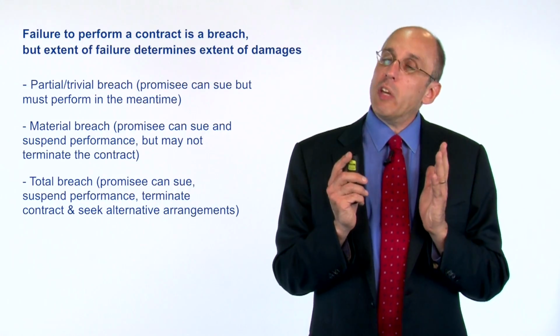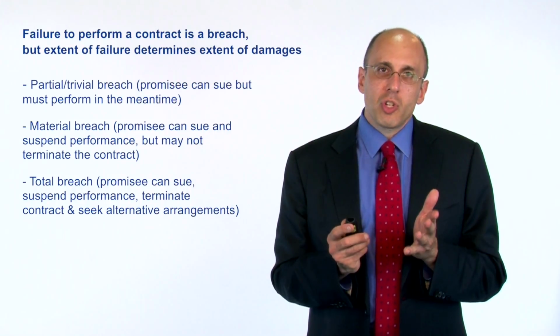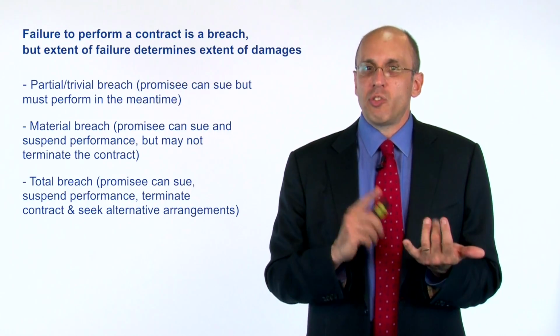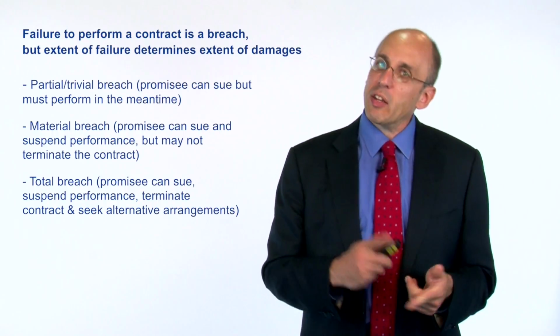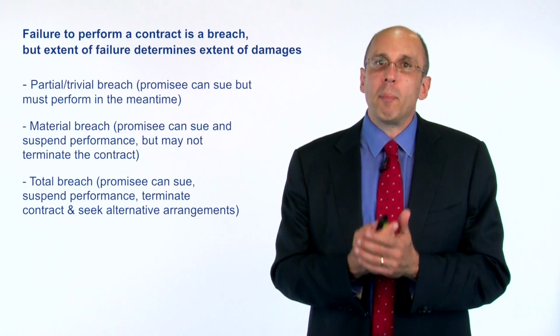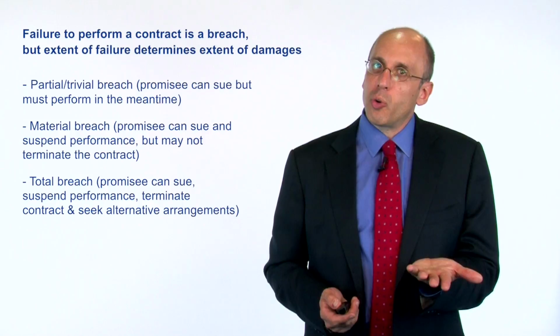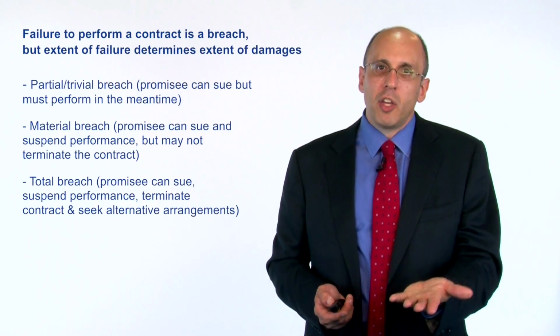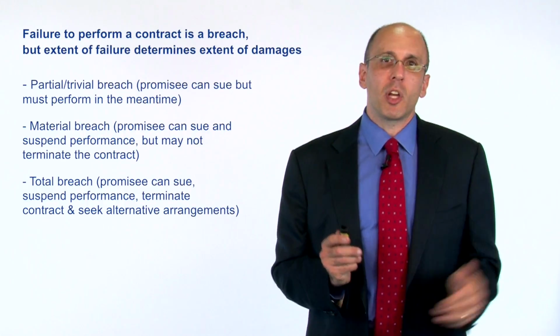Then there's the possibility of a total breach. And if there's been a total breach, then the promisee can sue, suspend performance, terminate the contract, and find someone else. So maybe you don't even show up to paint the fence. Then I can not only sue, I not only don't have to pay you, but I can also say, forget it, there's no contract, and I'm going to go get someone else to paint my fence.